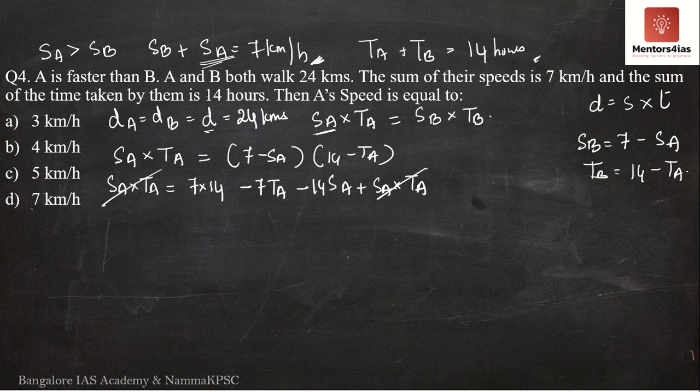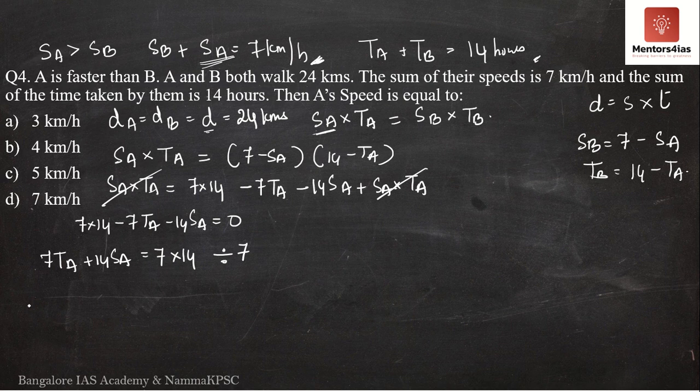So what are we left with? We are left with 7 into 14 minus 7 TA minus 14 SA is equal to 0. Let me take 7 TA and 14 SA to the other side. So what do we have? We have 7 TA plus 14 SA is equal to 7 into 14. Let me divide the entire equation by 7. Dividing the entire equation by 7, we get TA plus 2 SA is equal to 14.